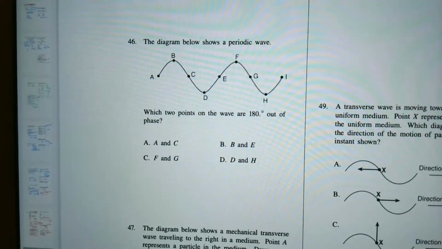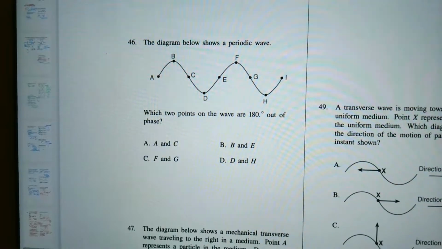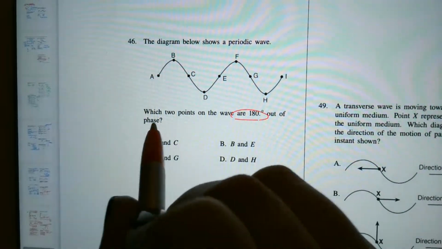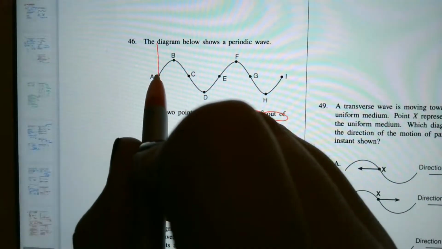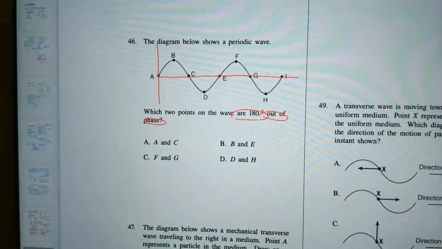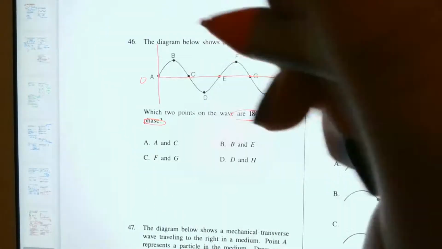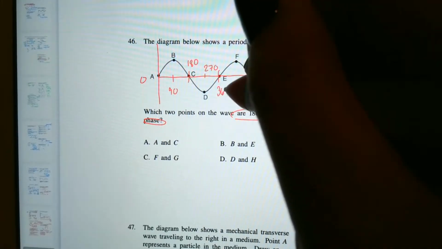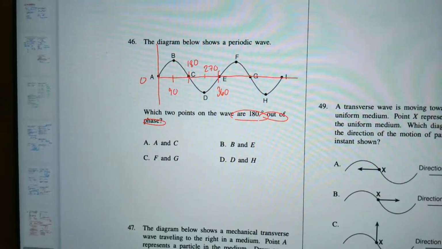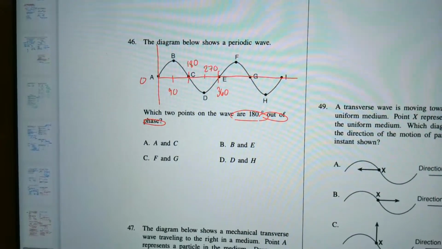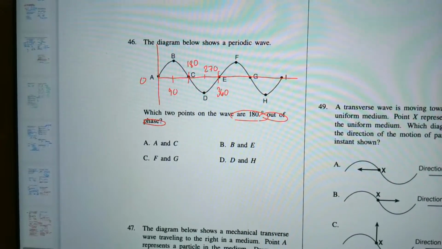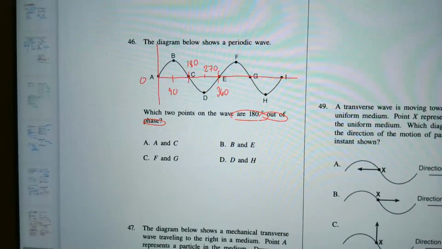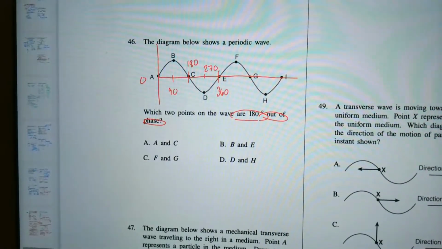The diagram below shows a periodic wave. Which 2 points in the wave are 180 degrees out of phase? Okay, so my recommendation, put in a y-axis, put in an origin, and then I would definitely label my points: 0, 90, 180, 270, 360. Make sure whichever points you choose are 180 degrees apart. Each of these goes by a quarter of 360, so you're going to go by 90s.